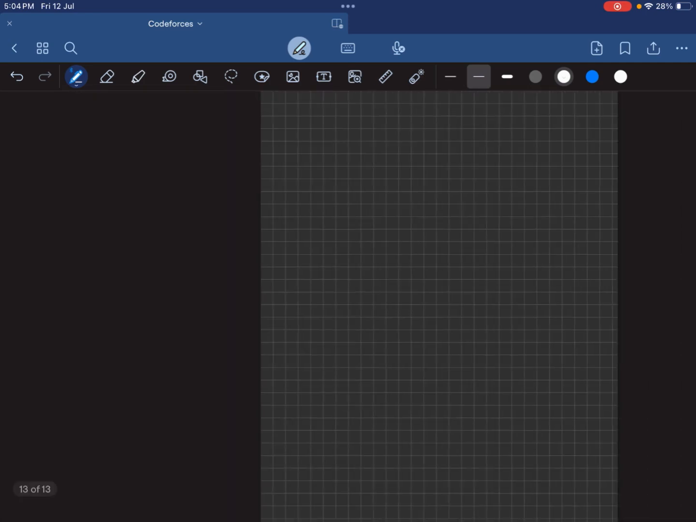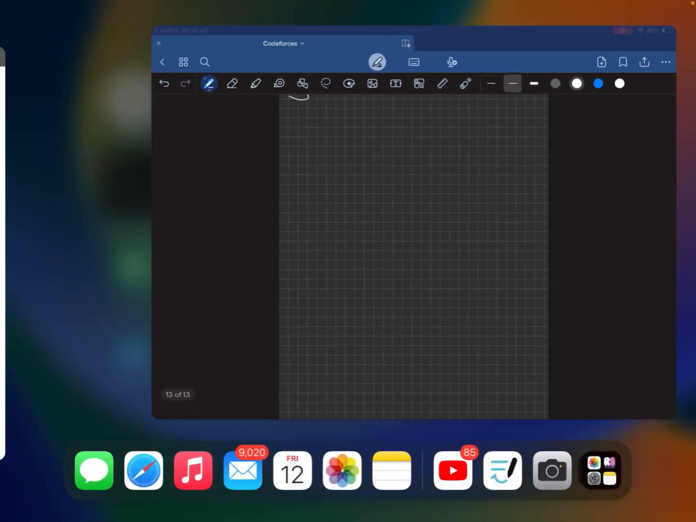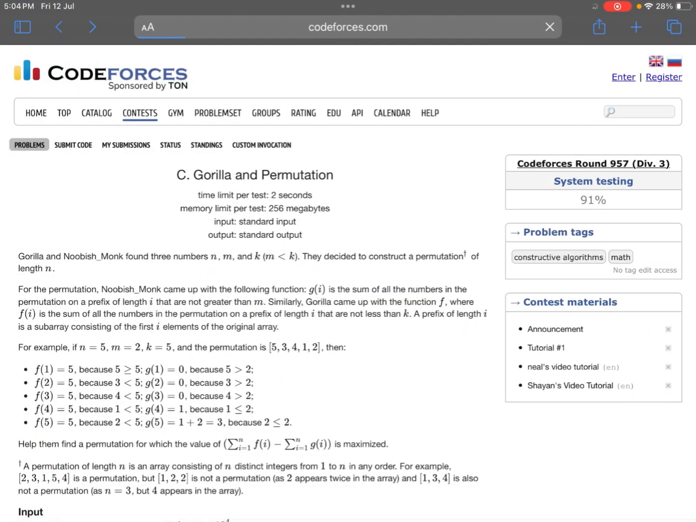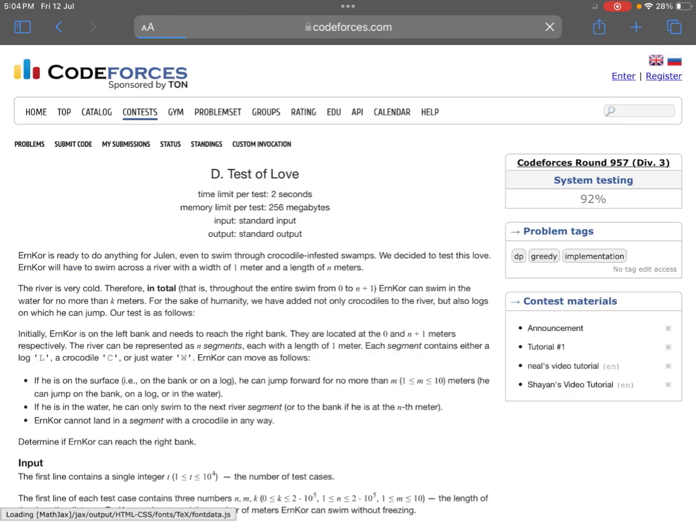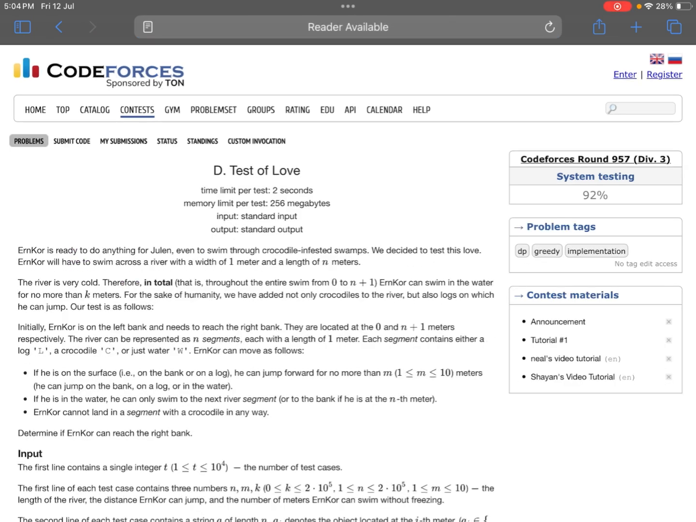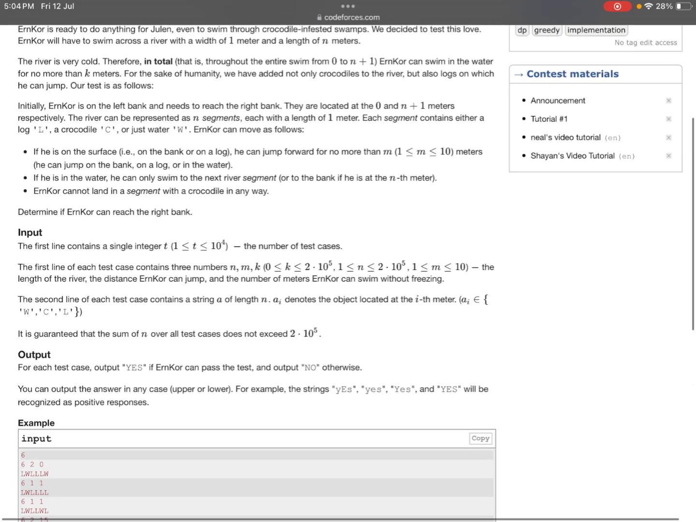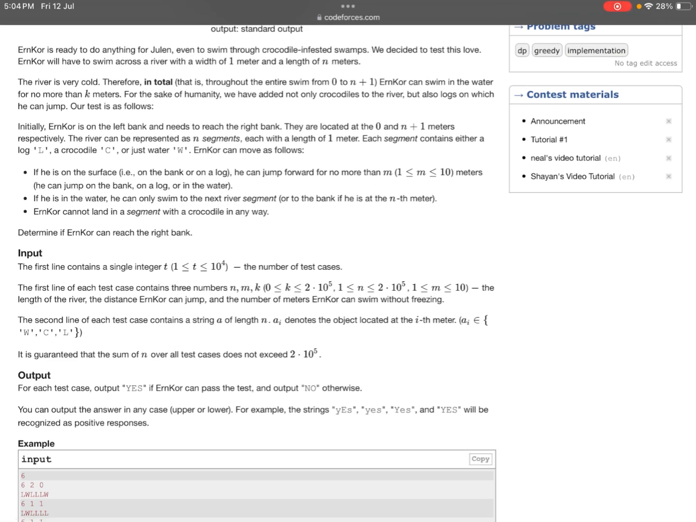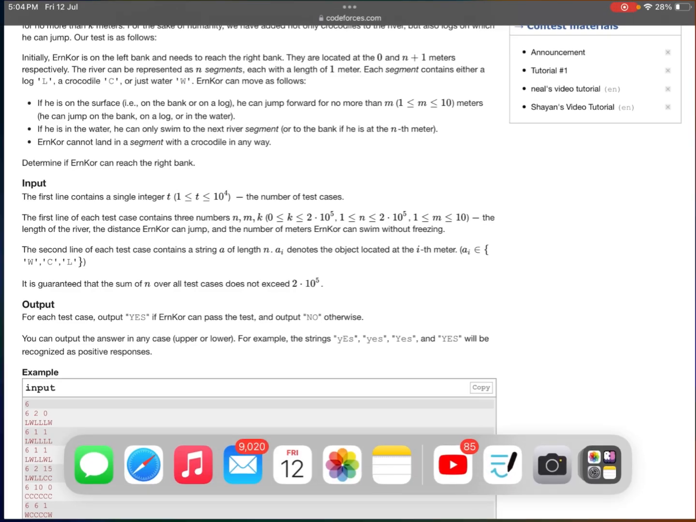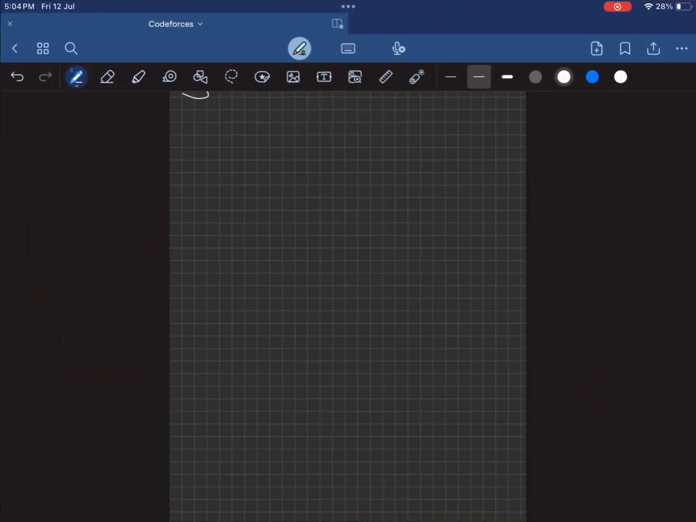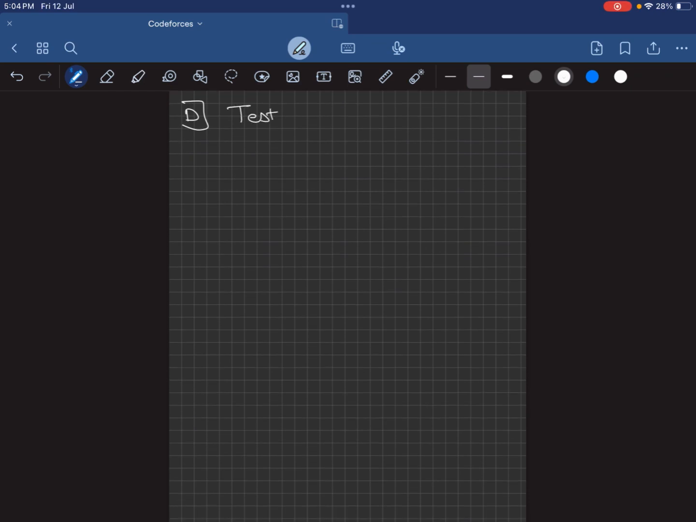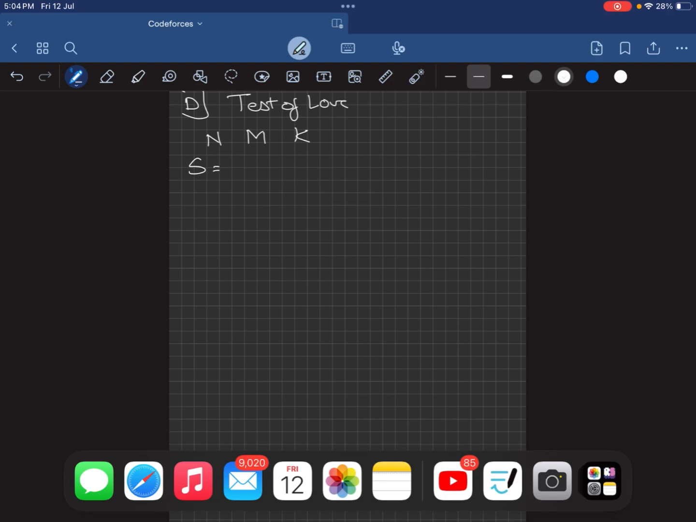So this was the third question. Let's move on to the fourth question. This is called test of love. In this question, we are given three integers n, m, and k, and a string s of length n.